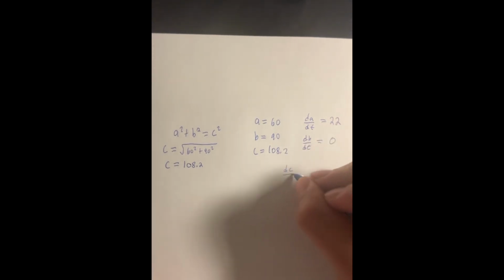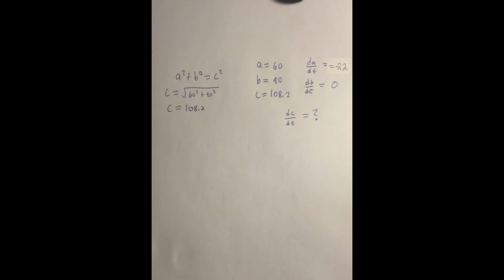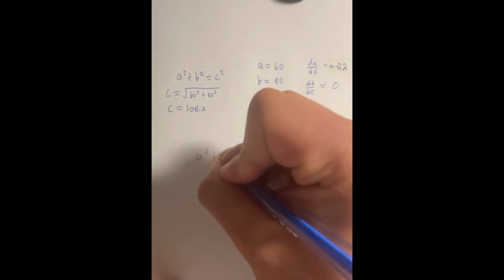Next, we write down the rest of our known values. dA/dt is negative 22, which is given to us in the problem. dB/dt is 0, since the distance between home and third doesn't change as the runner runs towards third. Finally, dC/dt is the rate we are trying to solve for. We need to use an equation that relates all variables, which here is the Pythagorean theorem.